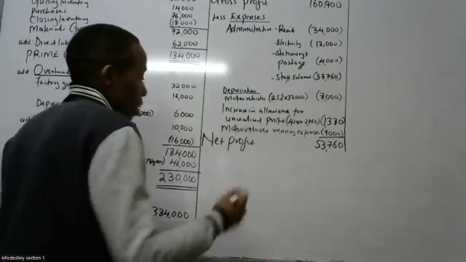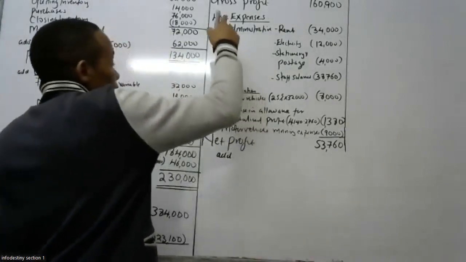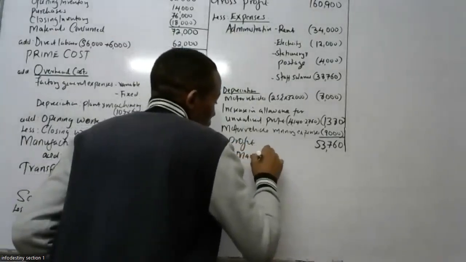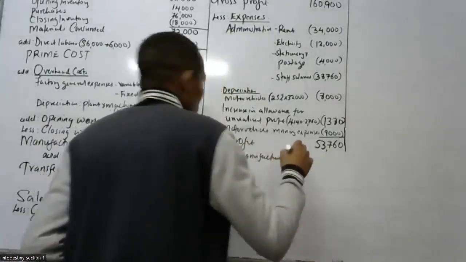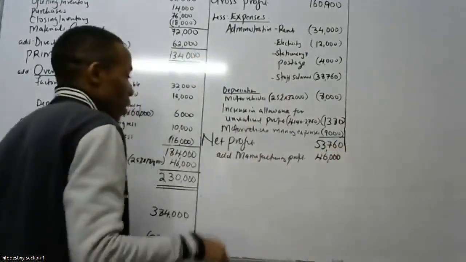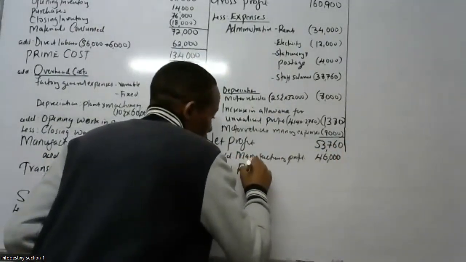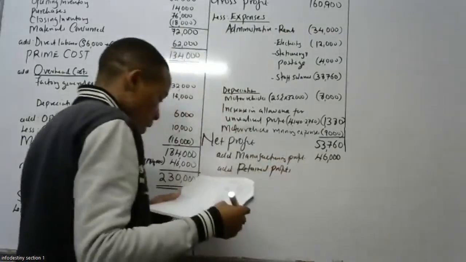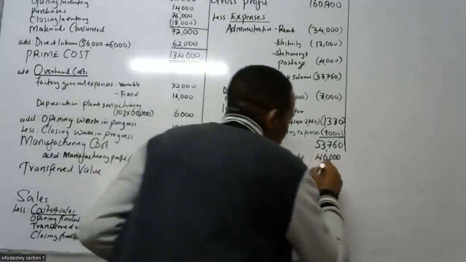Just as I've said, we forgot to add the manufacturing profit up there, so we just added the manufacturing profit here. It still has the same effect of 46,000, right? 46,000. Then we also add now the retained profits from the previous period, which we are given as 16,000.